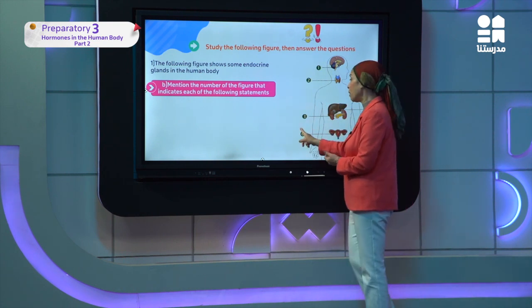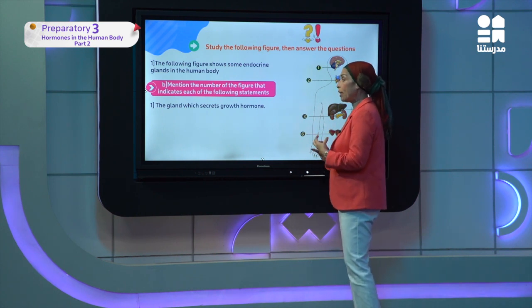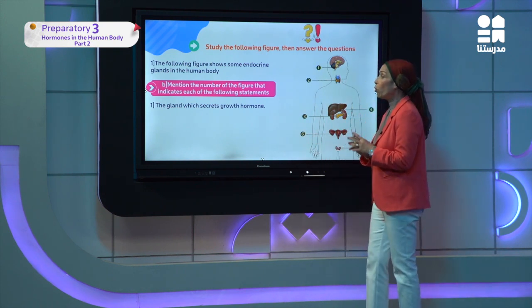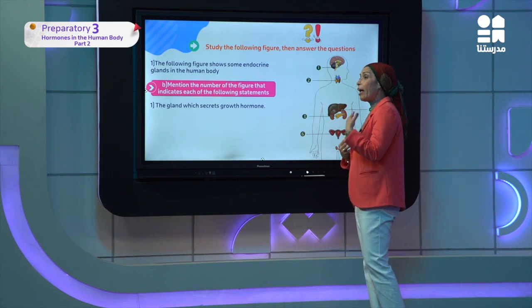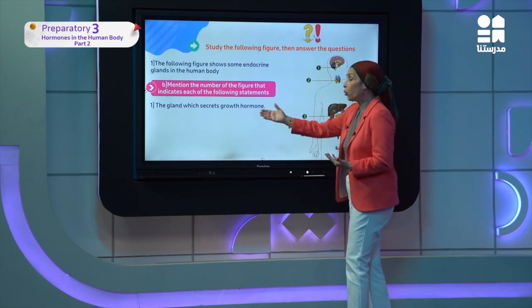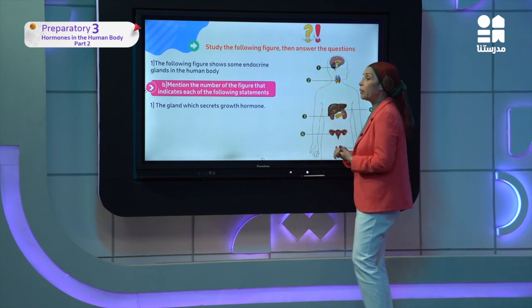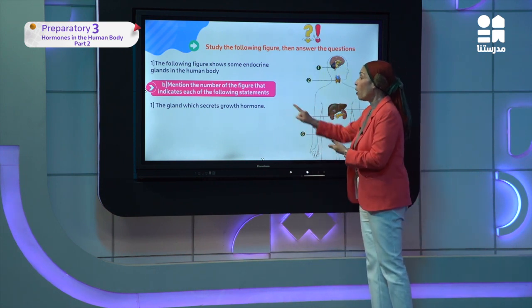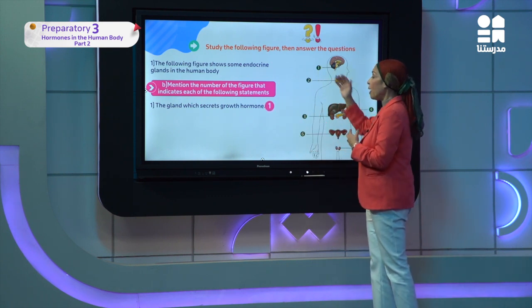Let's see what the first statement says. It says the gland which secretes growth hormone. Which gland secretes growth hormone? I'm required to put the number. Of course, before I put the number I have to mention its name. Growth hormone is secreted by which gland? Of course it's by the pituitary gland. So here I'm going to put number 1 in front of the answer, the pituitary gland.